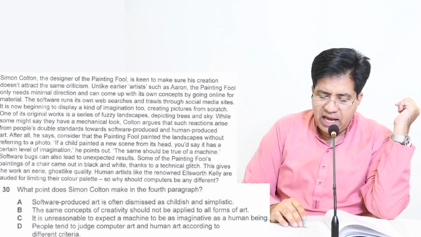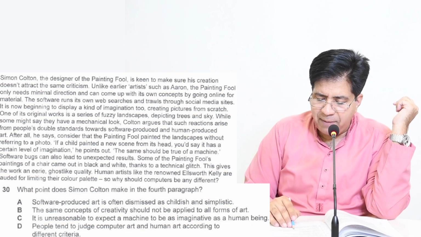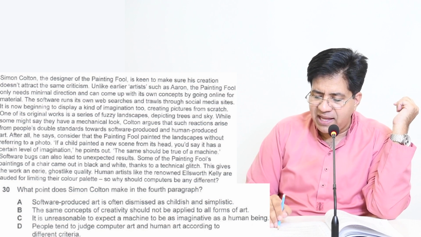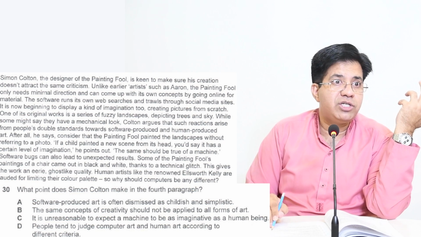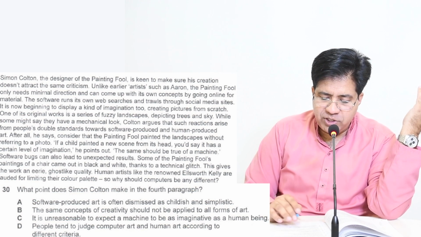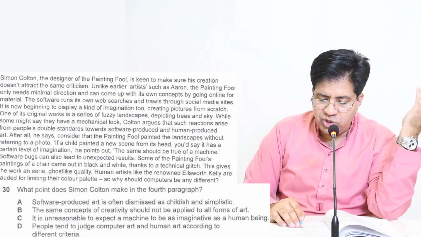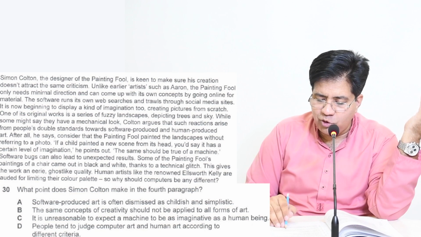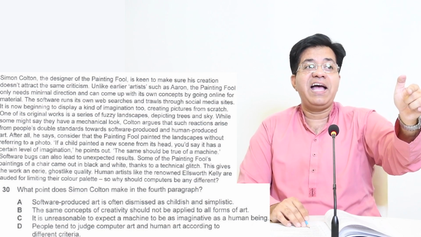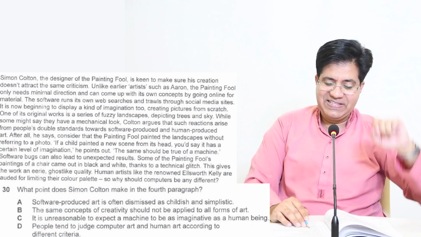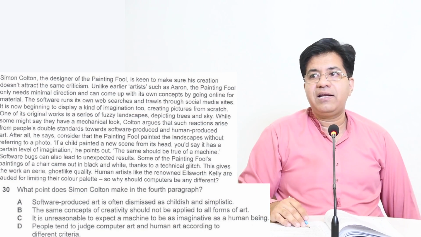C, it is unreasonable to expect a machine to be as imaginative as a human being. No, not mentioned. Imagination and all that. Option D. People tend to judge computer art and human art according to different. And what is that different criteria? Double standards. Excellent. D will be the right answer. See that answers are coming systematically. And elimination. Elimination means wrong one out.